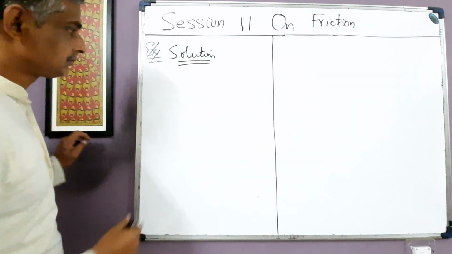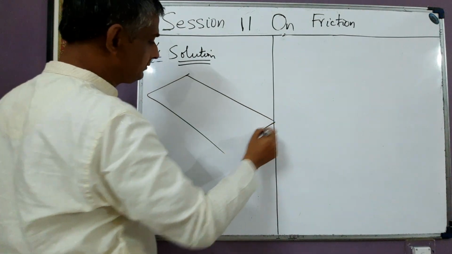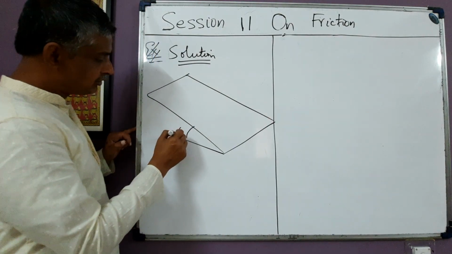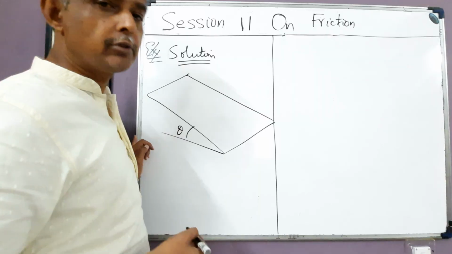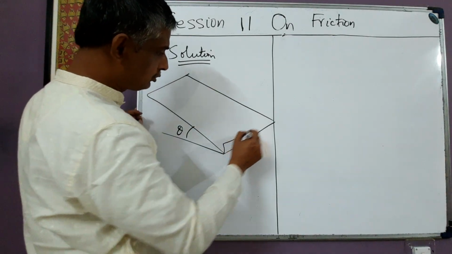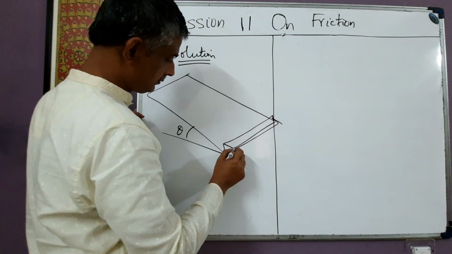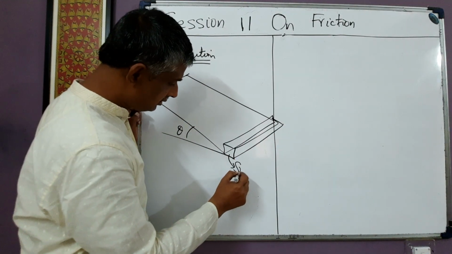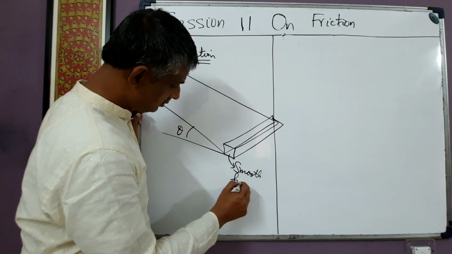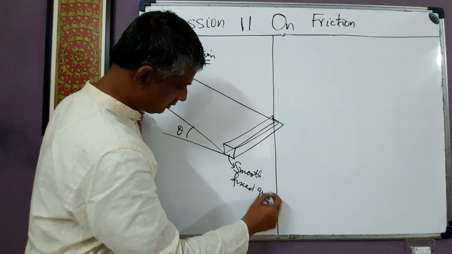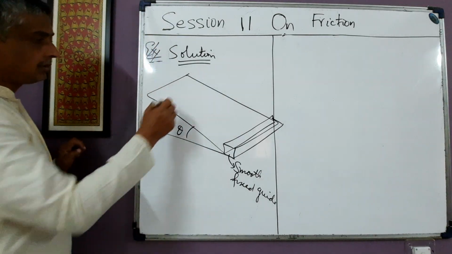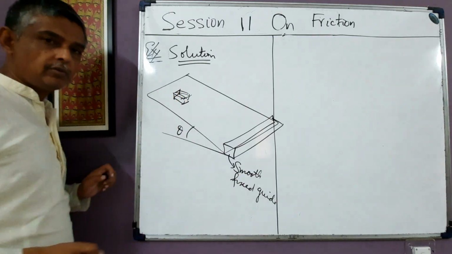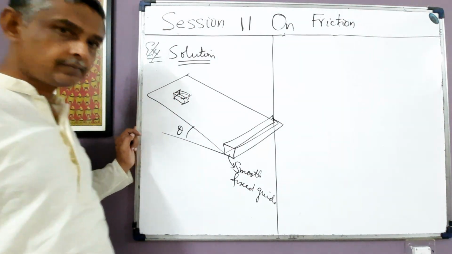Solution is this. So this is the fixed rough inclined plane. It makes some angle with the horizontal which is not specified. Here assume this angle to be theta just for the sake of calculation. Here a smooth guide is fixed like this. This is a smooth fixed guide, which is horizontal. Here there is a small block which can slide over the inclined plane in various ways.